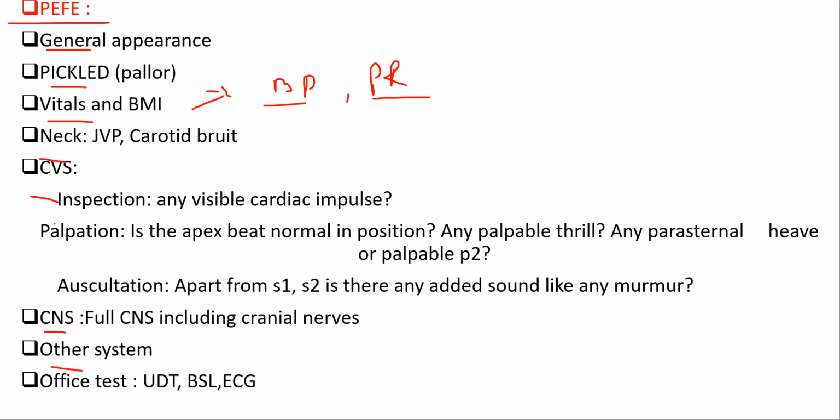We have already done this physical examination in our last cardiac cluster. It's totally the same one. Nothing is different. So neck, JVP, carotid bruit. CVS, you do the full CVS as we have done in our last session. And then the CNS, and for other systems, you can just say you would like to do it. And finish with office tests, which is urine dipstick, blood sugar, and ECG. For palpitation, ECG is a must.